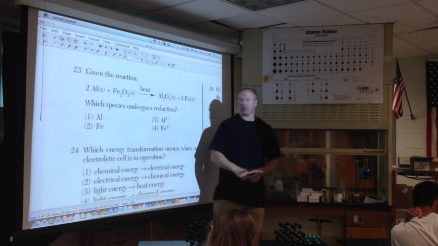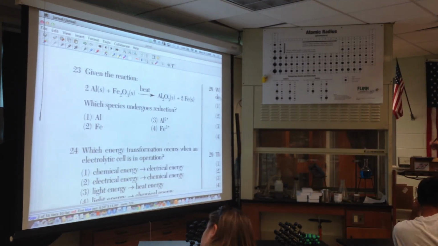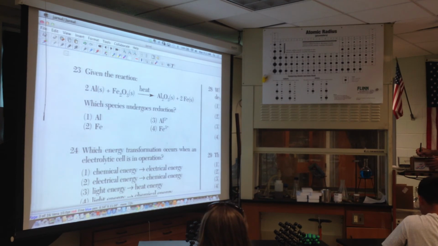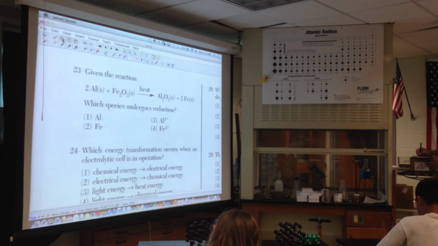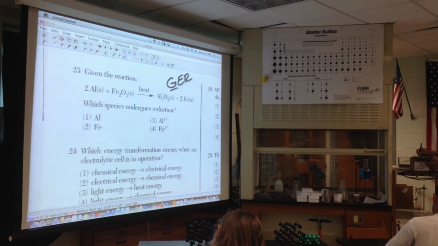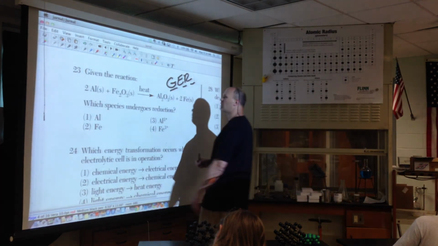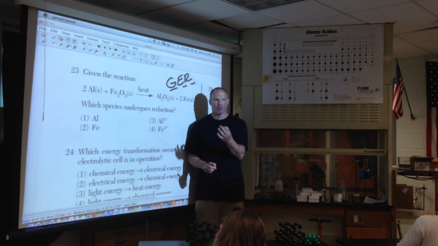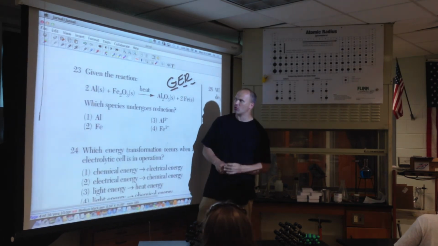Okay, now who's undergoing reduction? Well, reduction means what? Leo the Lion says what? Ger. Okay, that really is helpful. Sounds silly, but Ger: gaining electrons is reduction. That sounds weird. How can you gain something called reduction? Because you're gaining negatives. If you gain negatives, electrons are negatives, your charge drops. So I want to find whose charge drops.